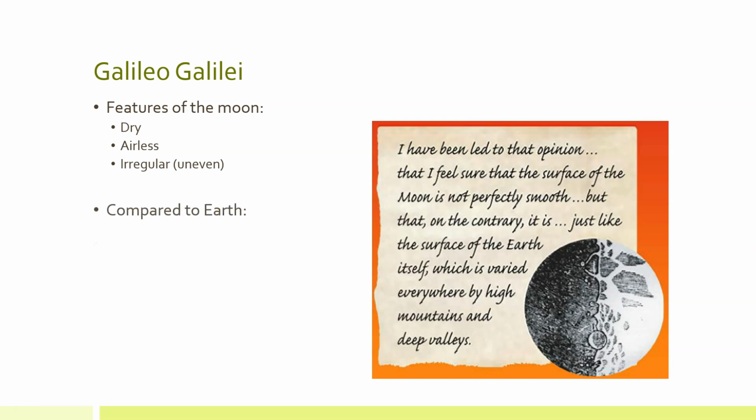We can also compare the moon to Earth. For one, the moon is smaller than Earth, which should not be a surprise. Earth is about 4 times bigger than the moon and weighs about 80 times more.